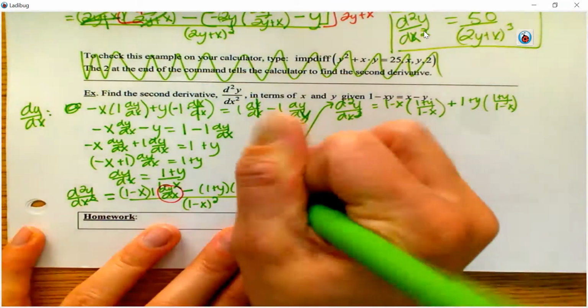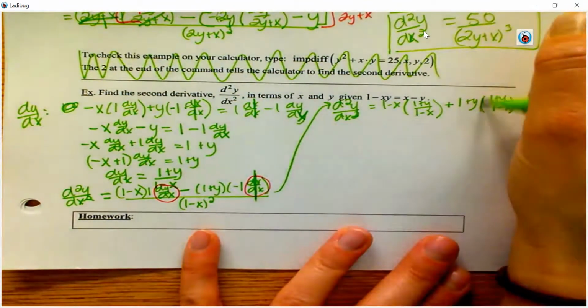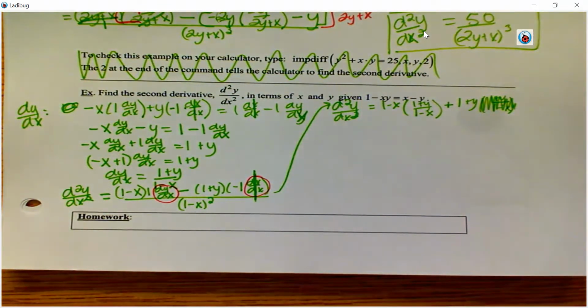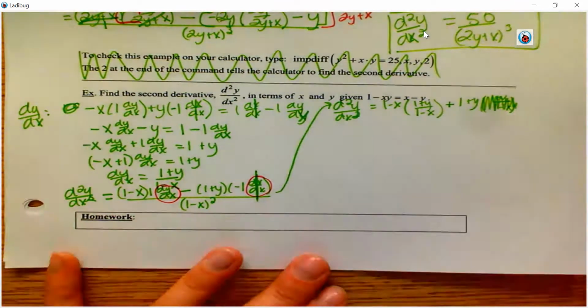Oh, that is dx dx. Thank you. So we don't need this. This is 1 plus y. Good catch. Can't read my own handwriting.